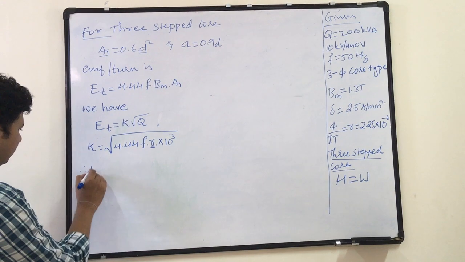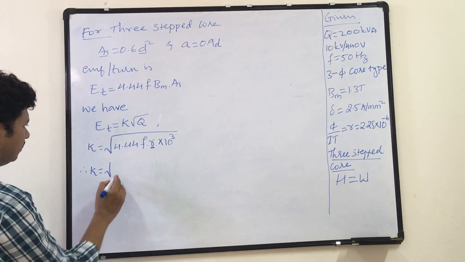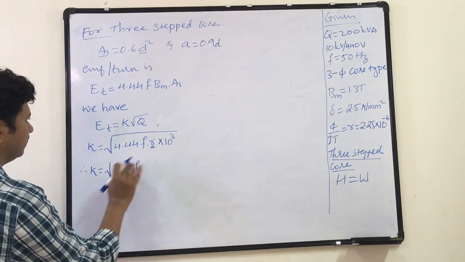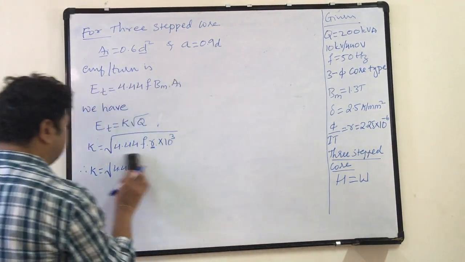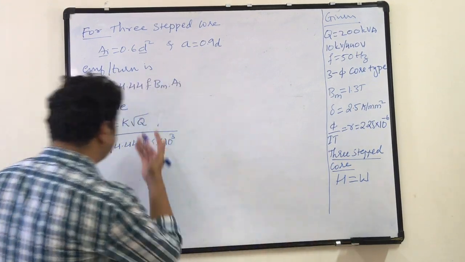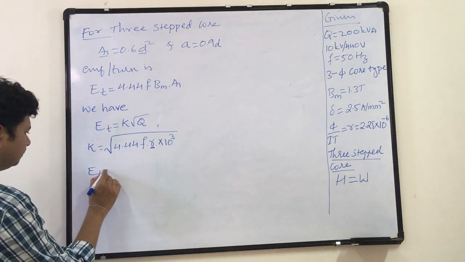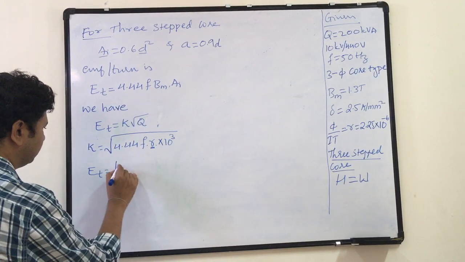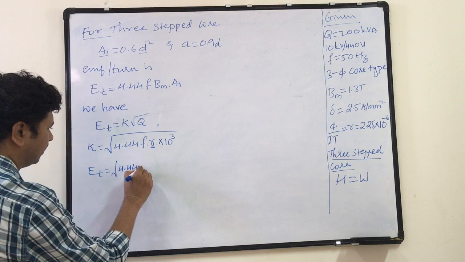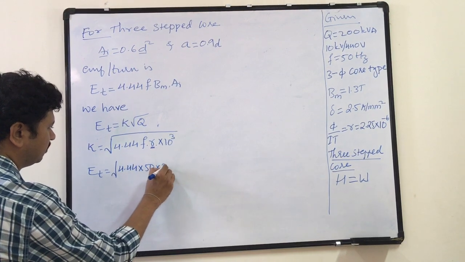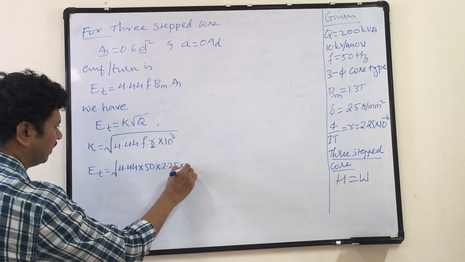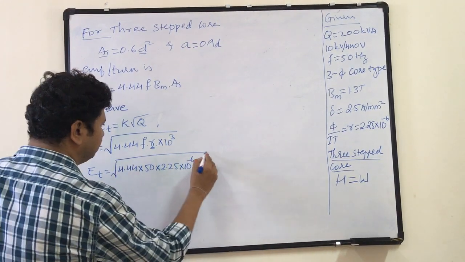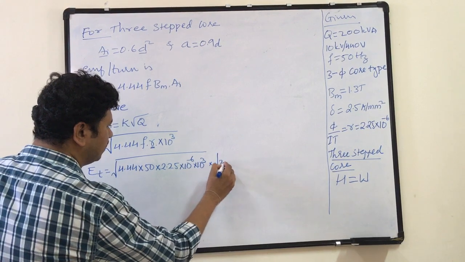So K is equal to under root 4.44 f R, and substitute directly here. Et is equal to K, which is under root 4.44 into 50 into 2.25 into 10 to the power minus 6 into 10 to the power plus 3, into under root 200.